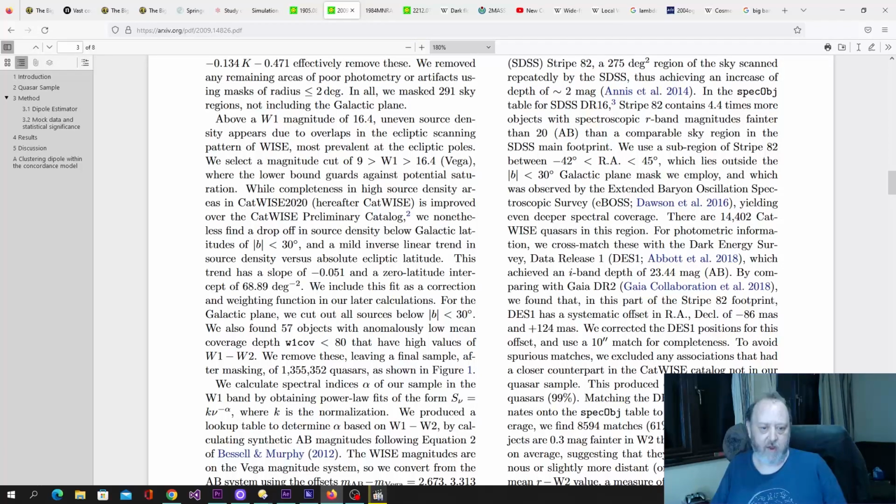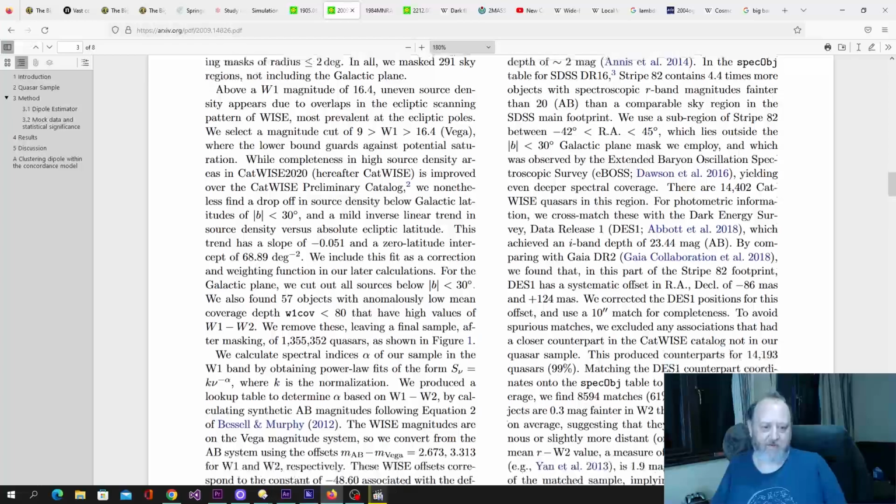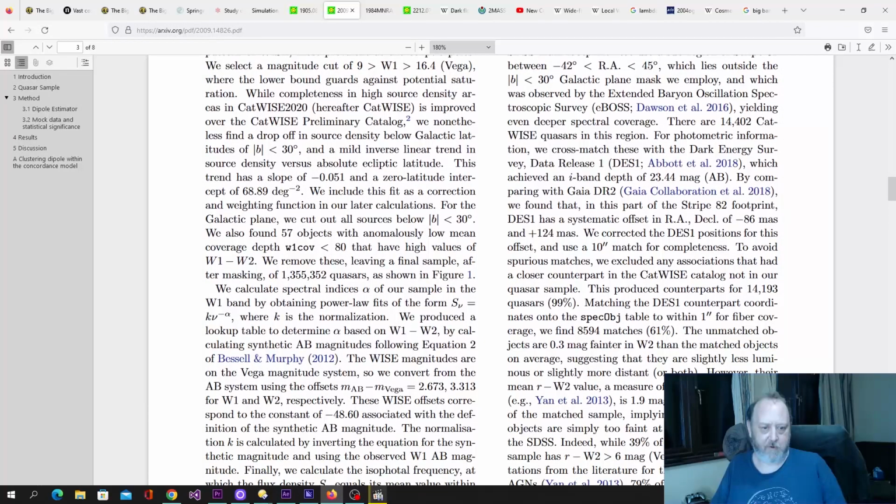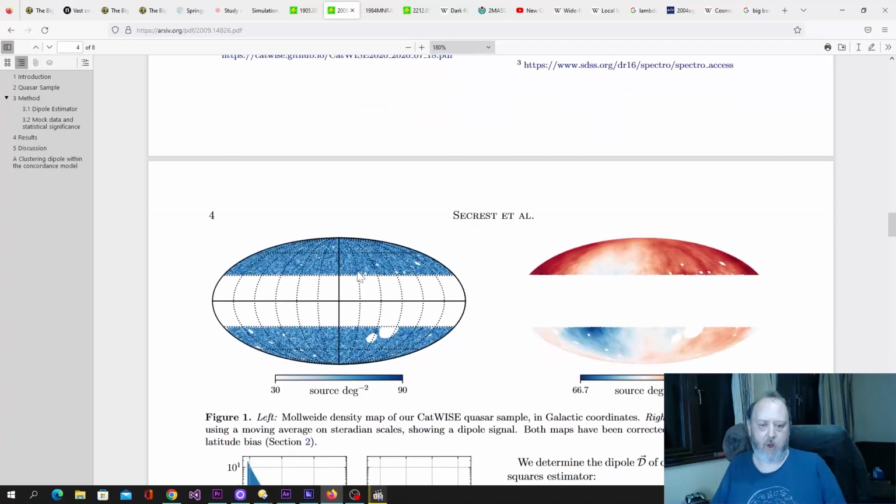So effectively, what we remove leaves a final sample after masking of 1 million quasars, as shown in figure 1.